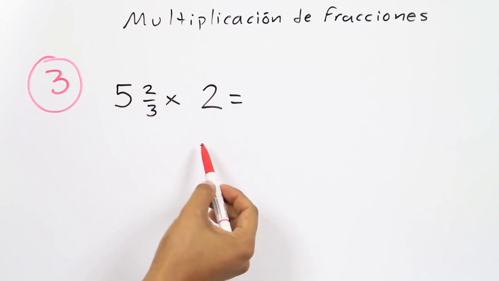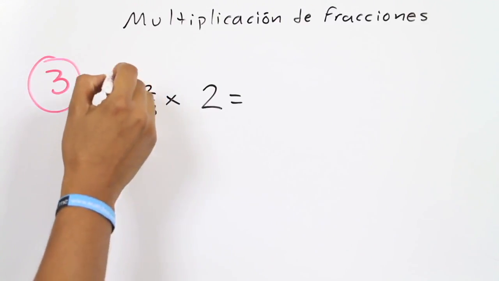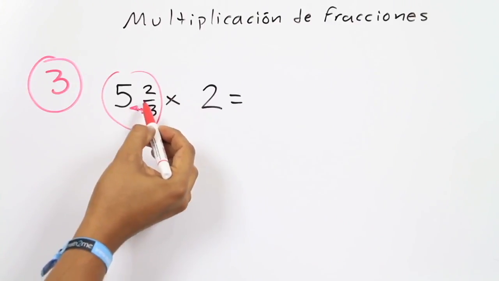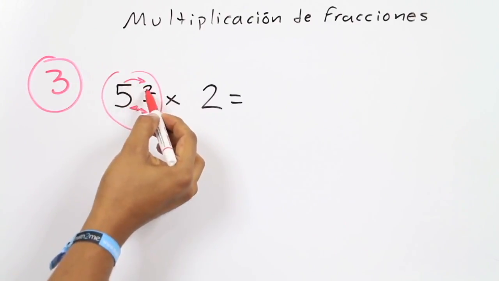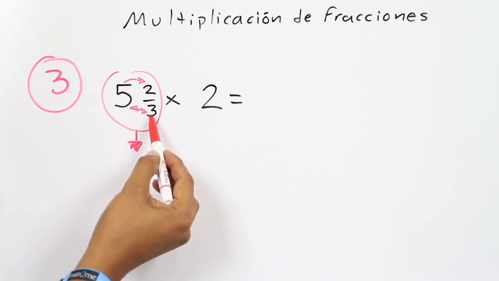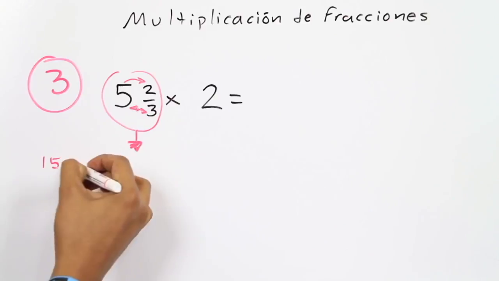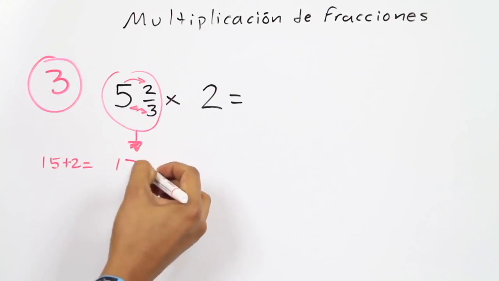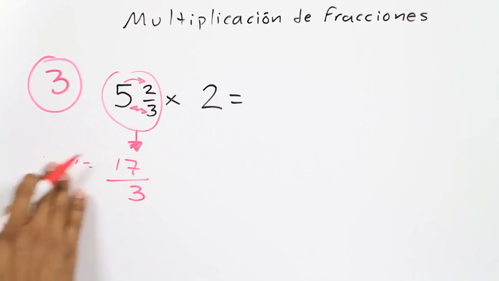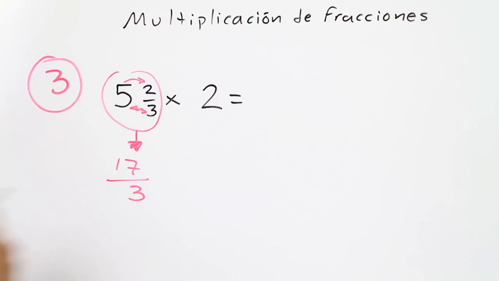Now, if we have to solve a multiplication with a mixed fraction by a whole number, it is recommended to change them to an improper fraction. To do this, just multiply the denominator by the whole number, then add everything to the numerator and keep the same denominator. So in this case, 3 times 5 is equal to 15, and 15 plus 2 is 17, and keep the same denominator, which is 3.